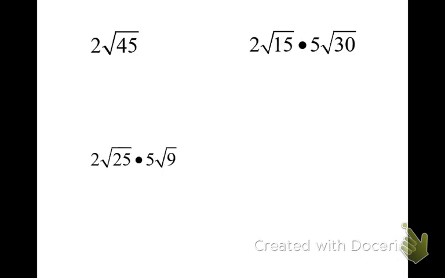Now, same thing if I have 2 times the square root of 45. I'm going to do the same thing with my list, and now I have a number out in front. That is okay. I'm just going to have the 2 still out there in front. I break up the 45 as the square root of 9 and the square root of 5. The square root of 9 is 3, so I have 2 times 3 times the square root of 5. My final answer is 6 times the square root of 5.